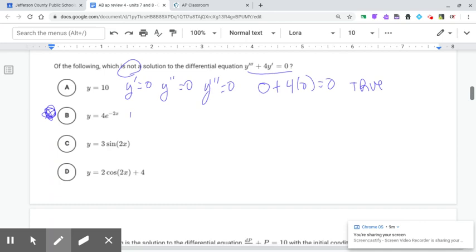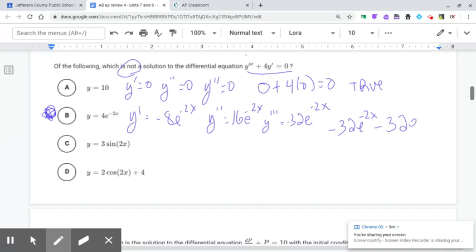This one, y prime, is negative 8 e to the negative 2x. Y double prime is positive 16 e to the negative 2x. And y triple prime is negative 32 e to the negative 2x. Now if I plug into the given differential equation, I get negative 32 e to the negative 2x for y triple prime plus 4 times y prime. That would be minus 32 e to the negative 2x.